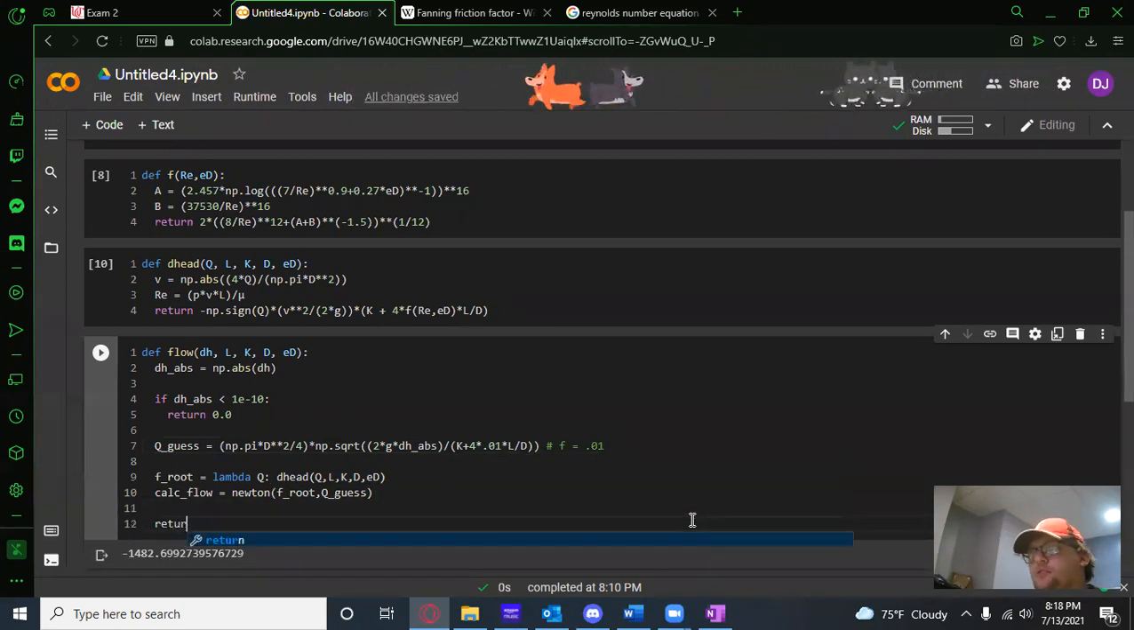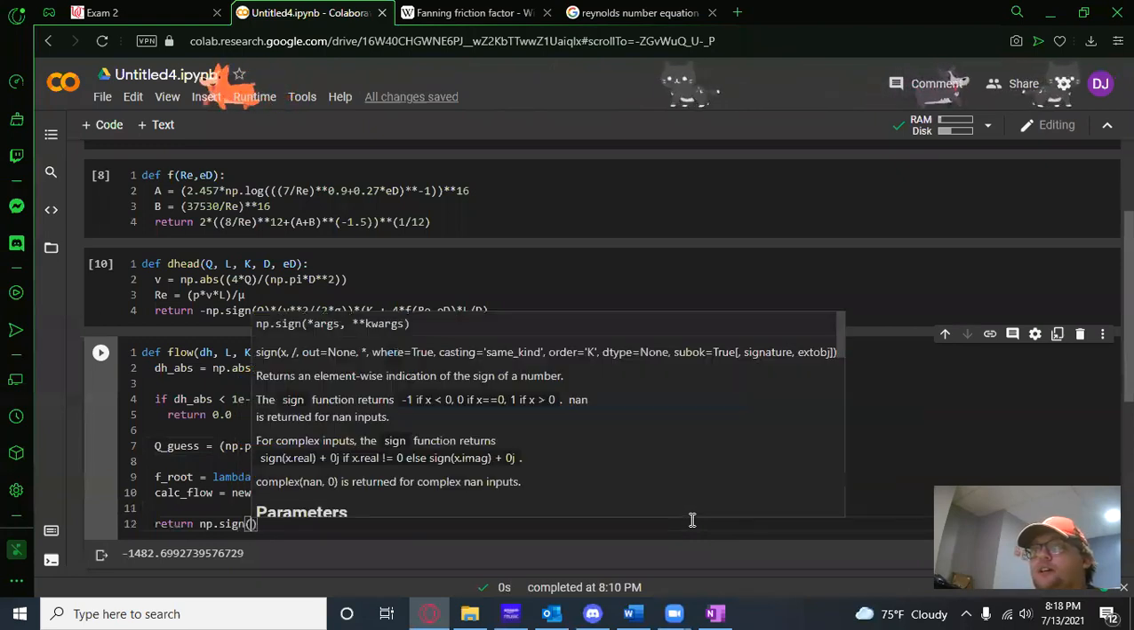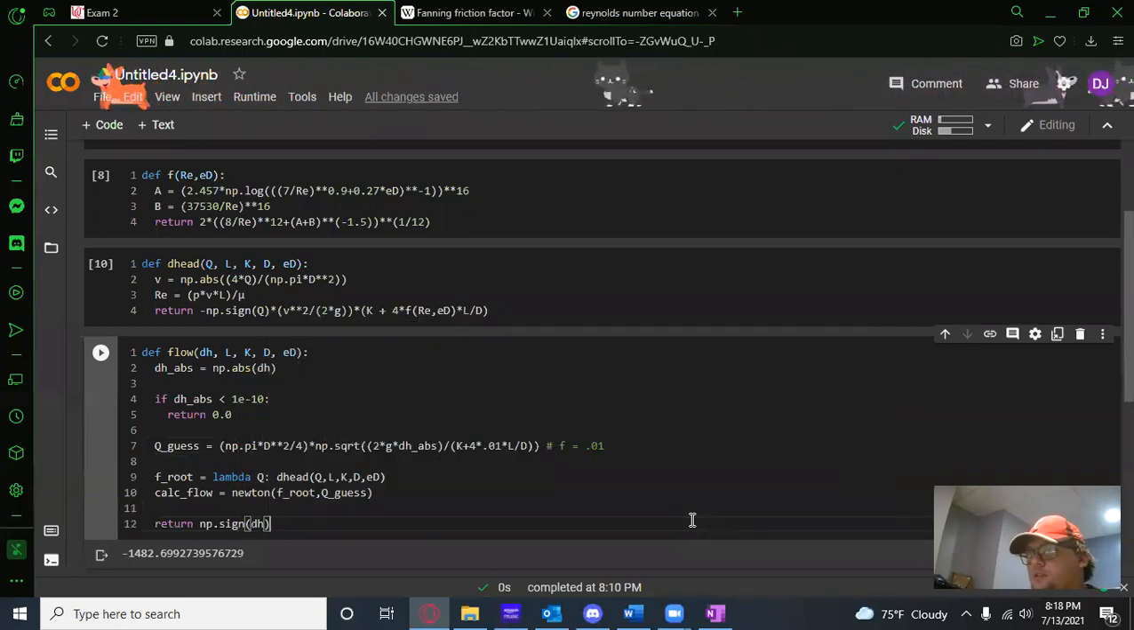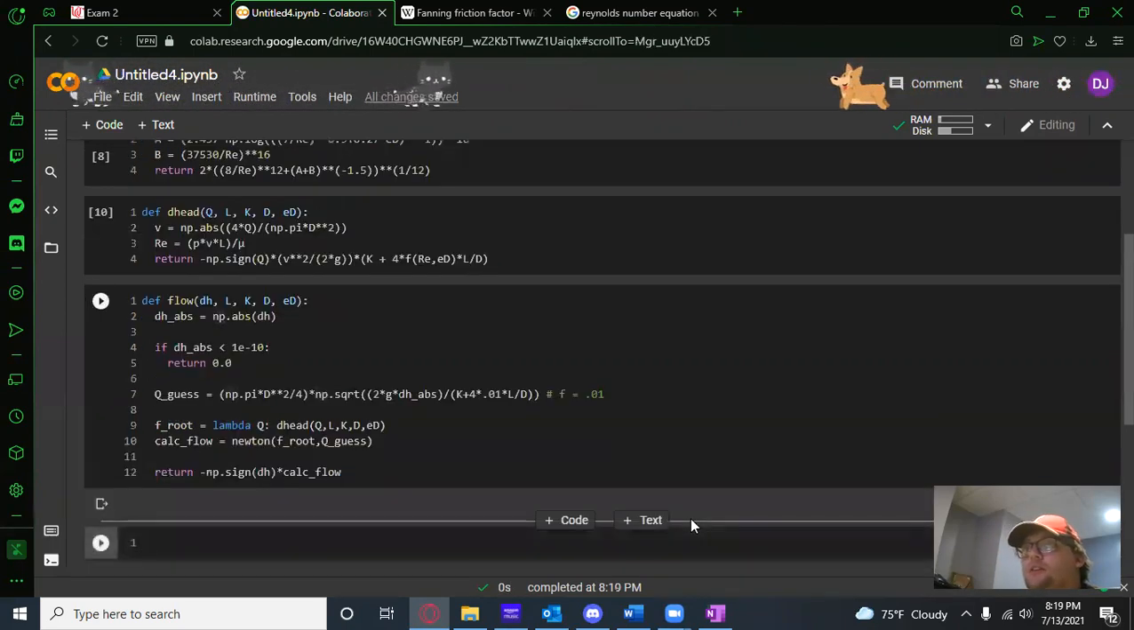And finally, what this function is going to do, like we discussed in the OneNote, is take the sign of our delta H, or the negative sign, multiplied by our calculated flow. I don't know why, but I had a brain fart there again.